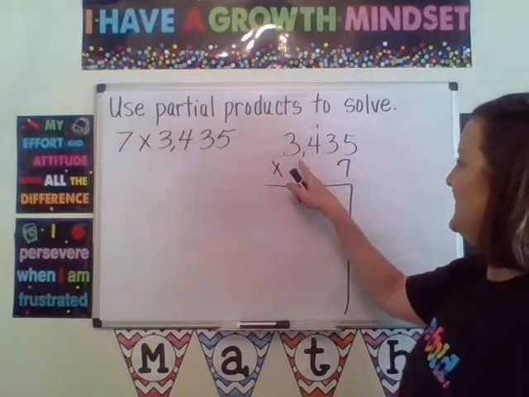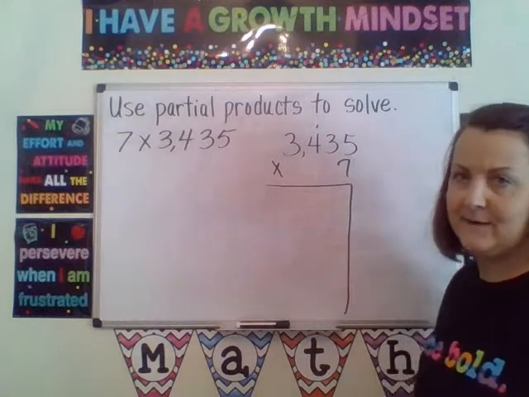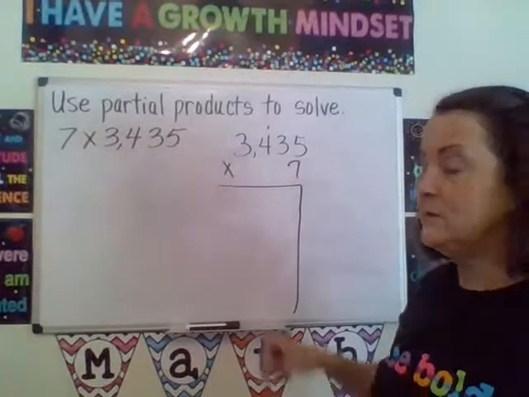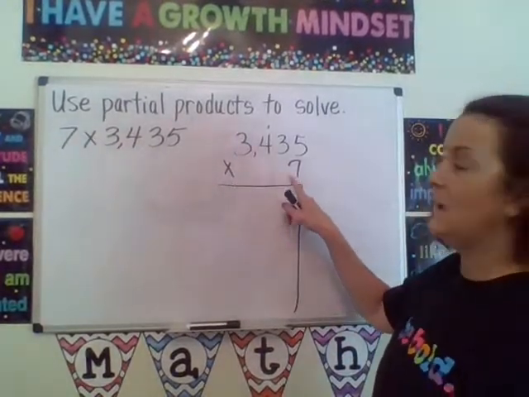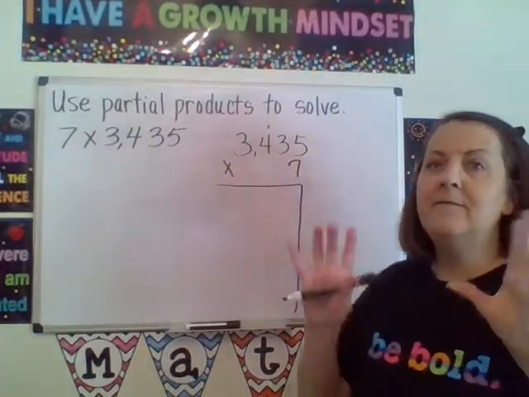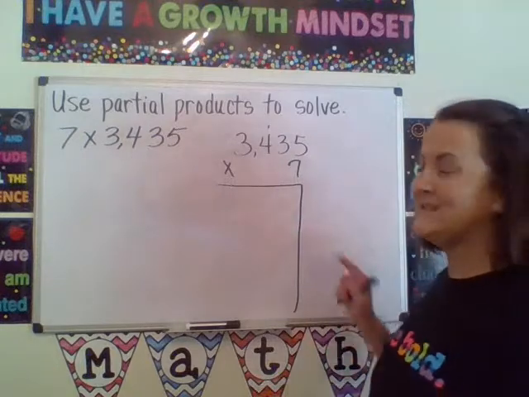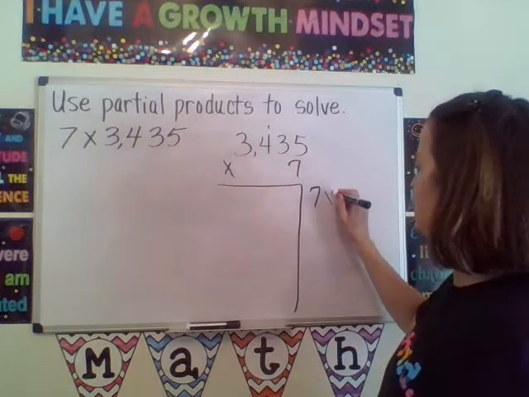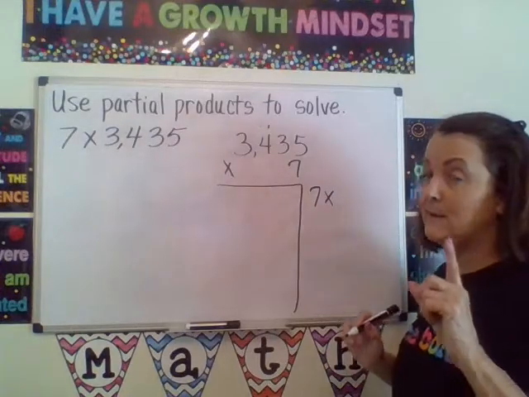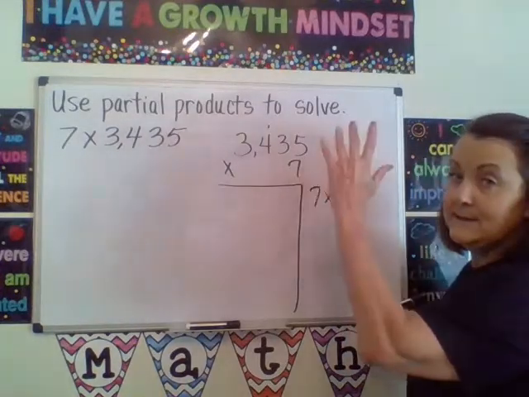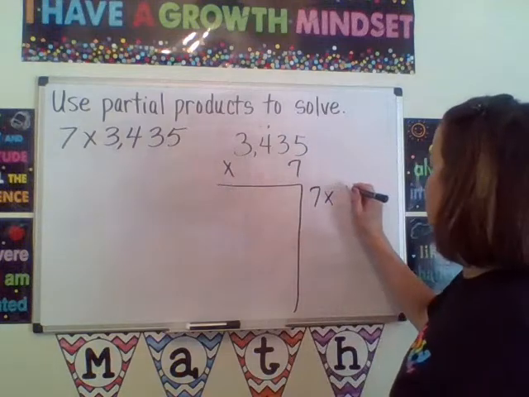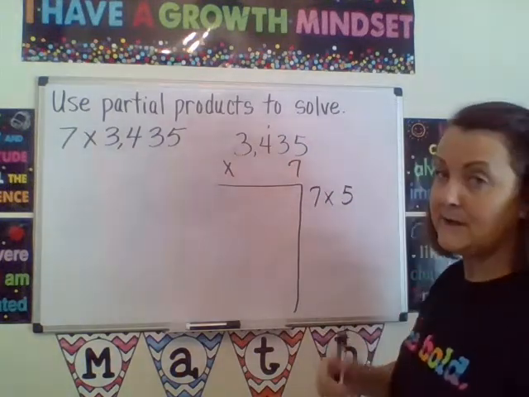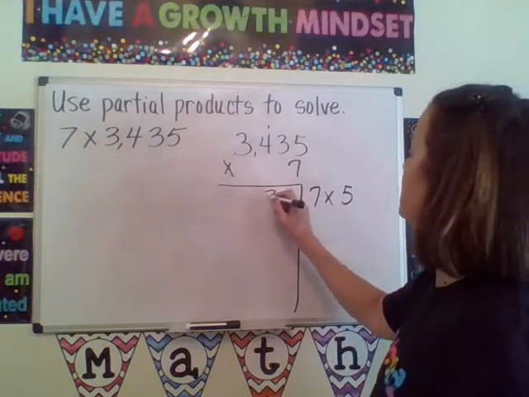All right, so 3,435 times 7. So the first thing we're going to do is take the factor 7 and multiply it times the value of the ones place. So that would look like this. 7 times, what's the value of the ones place? It's 5. So we'll write 7 times 5. 7 times 5 or 5 times 7 is 35.